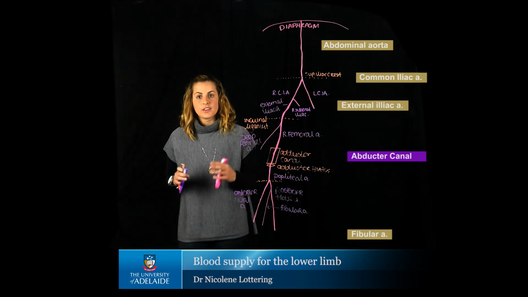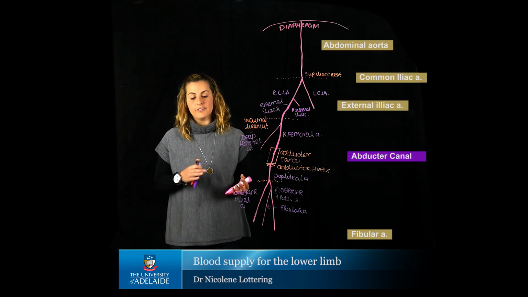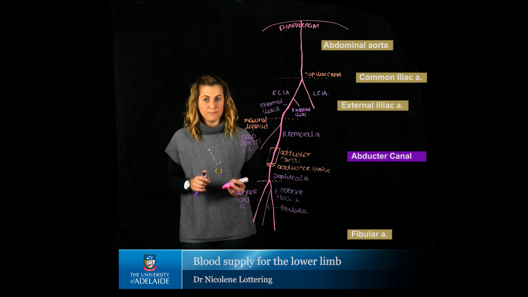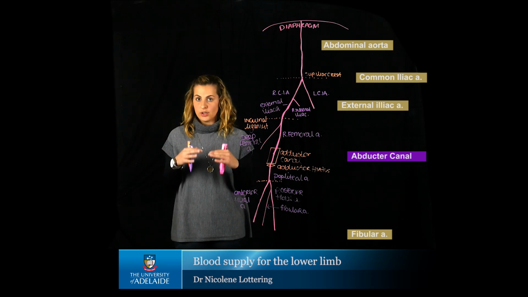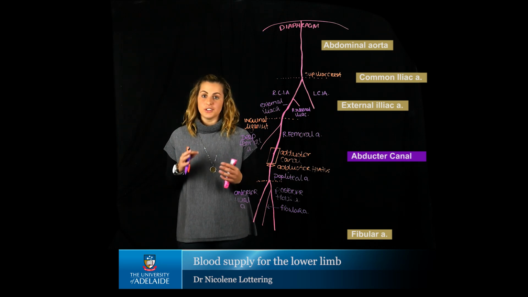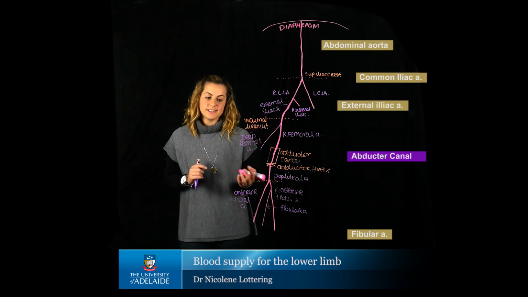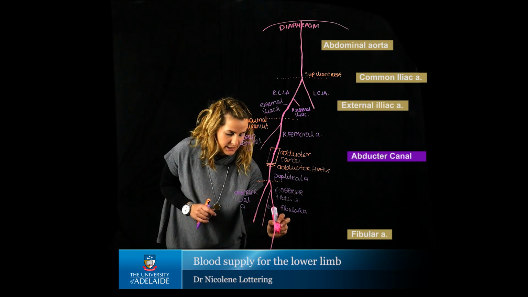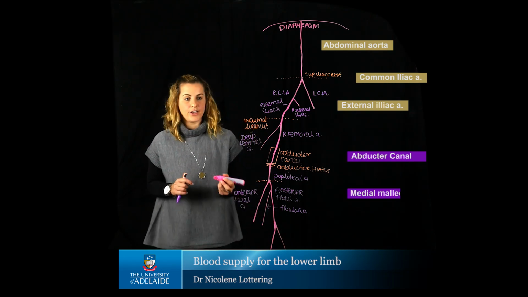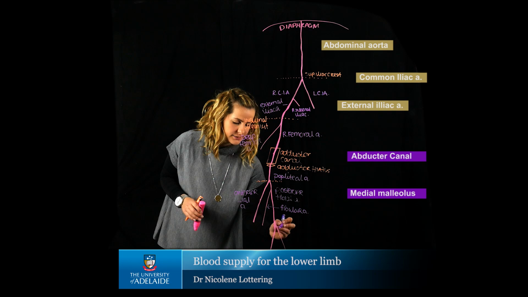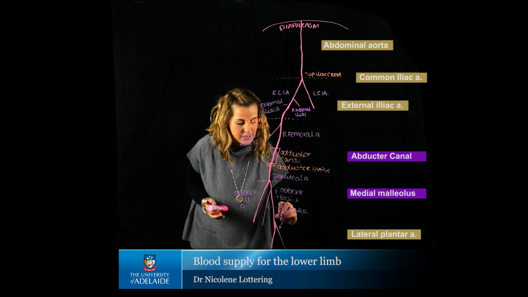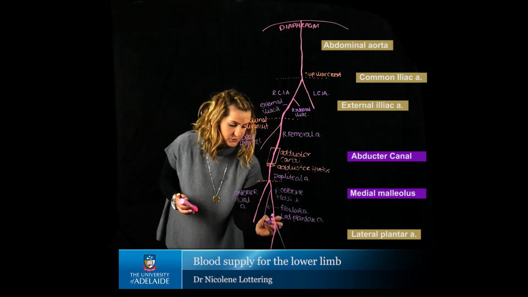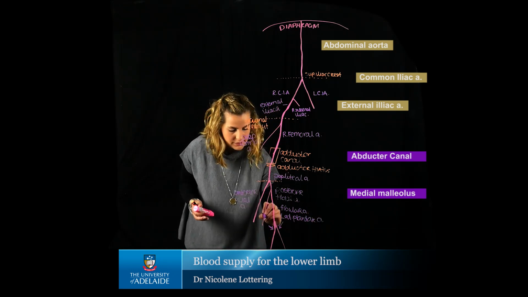If we look then at the terminal branches of the anterior tibial and posterior tibial, these are going to terminate at the level of the foot. As soon as we get to the level of the malleolus of the ankle, it's then going to supply the arches of the foot. Specifically, the posterior tibial will terminate as our medial and lateral plantar arteries. So this one over here on the lateral aspect is going to be the lateral plantar, supplying the lateral arch of the foot. And then this one over here is going to be the medial plantar.